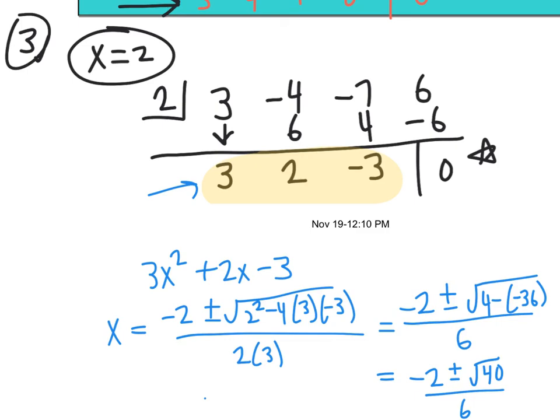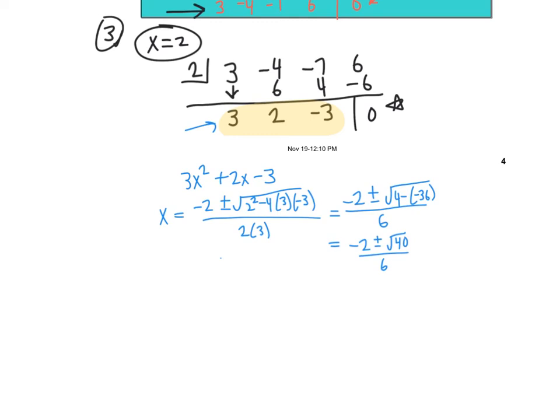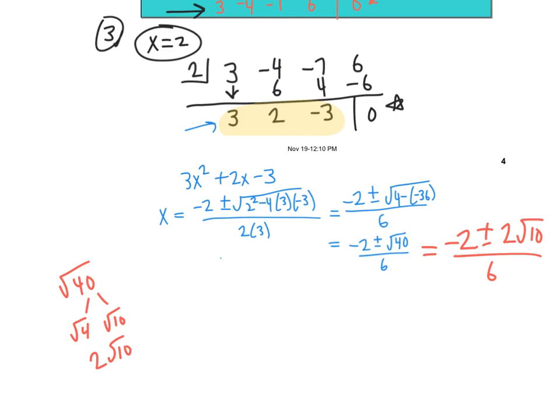And let's try and break that down some, see if we can get simplified answers here. The square root of 40. So I know 40, I'll just do this on the side here. Perfect square that goes into it is 4 times 10, right? And that's going to work because 10 doesn't have any other perfect squares that go into it. So the square root of 4 is 2, and the square root of 10 is just the square root of 10. So this is going to be negative 2 plus or minus 2 times the square root of 10 all over 6.